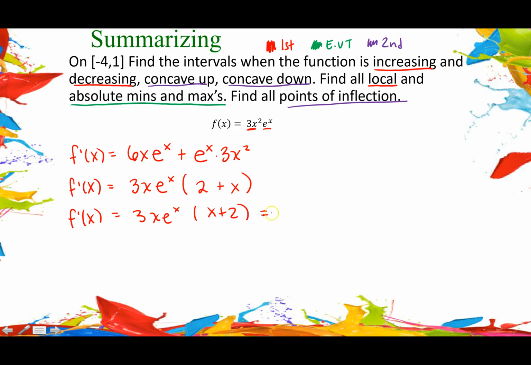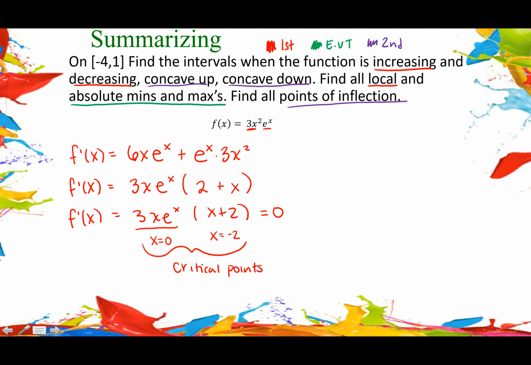I'm going to set this equal to 0 to find my critical points. So when will this be equal to 0? Well, 3 times 0 times e to the 0 will be 3 times 0 times 1. So if x is equal to 0, due to this one right here, that whole thing will be 0. And then here we have an x equals -2. So these are our critical points.